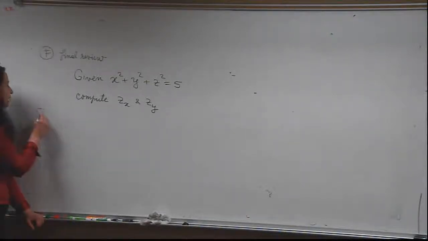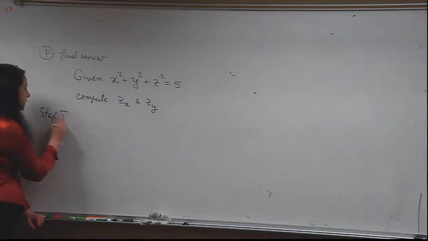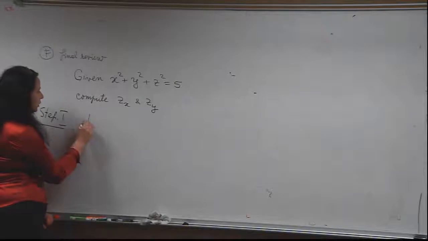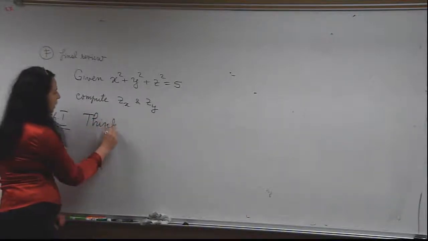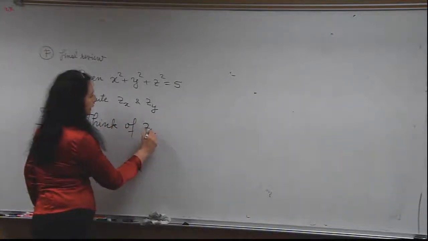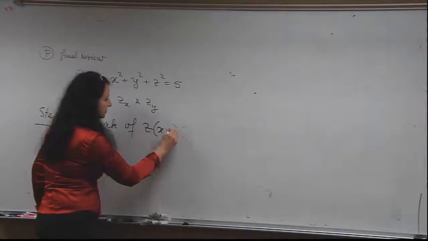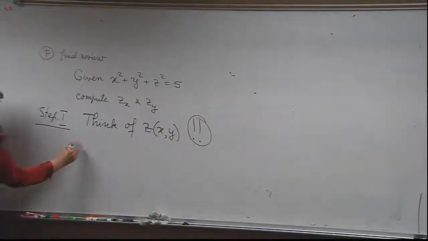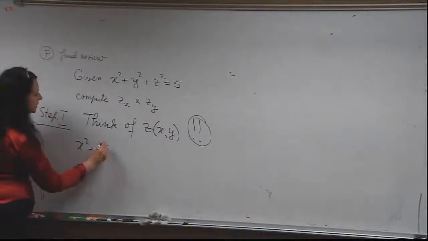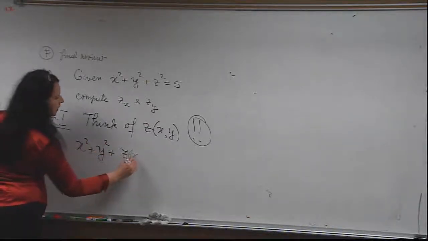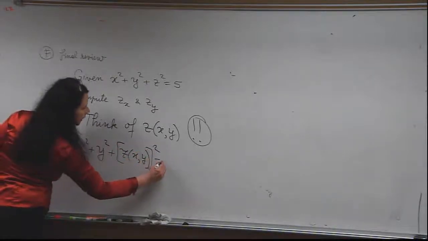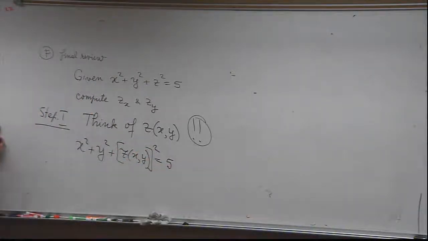I taught you how to think in terms of implicit functions. You think of z as a function of x and y. That's a way of changing your perspective. So you say, okay, I understand that z must be viewed as a function of x and y. I'm just changing my perspective.